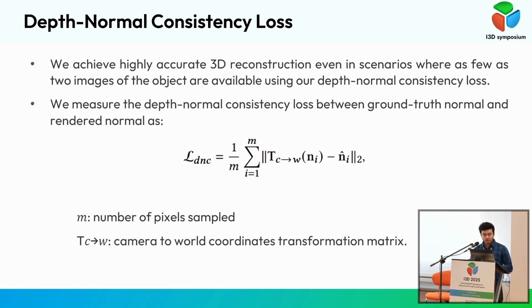And we also make sure that both the normals are in world coordinate space. So we basically use a transformation matrix to transform the approximate ground truth normals from camera coordinates to world coordinates using this transformation matrix T.